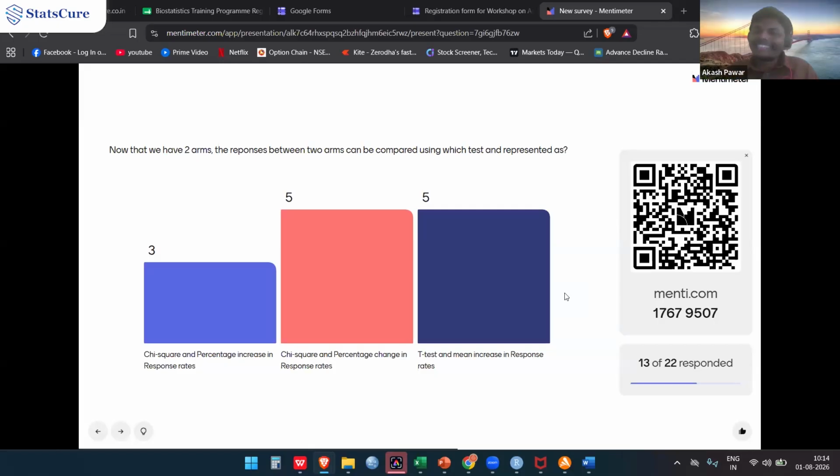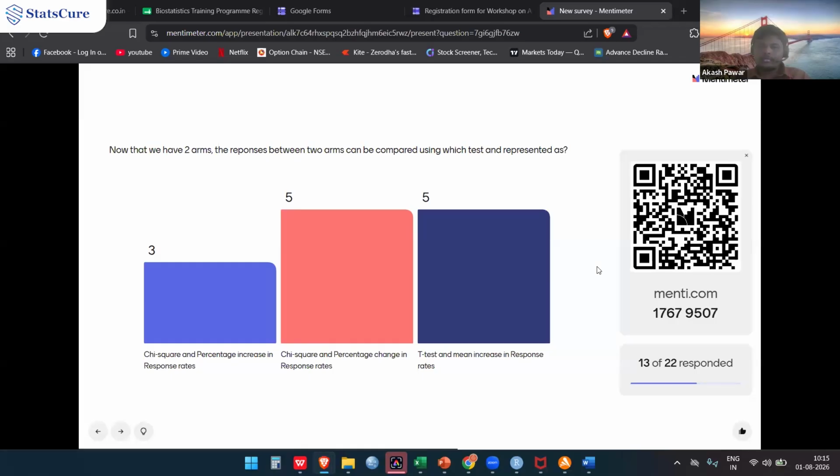We can present the change as well, but we have to interpret it as an increased change. Definitely, it is not going to be a t-test. So chi-square could be considered, but definitely not the t-test. Okay, thank you, sir.